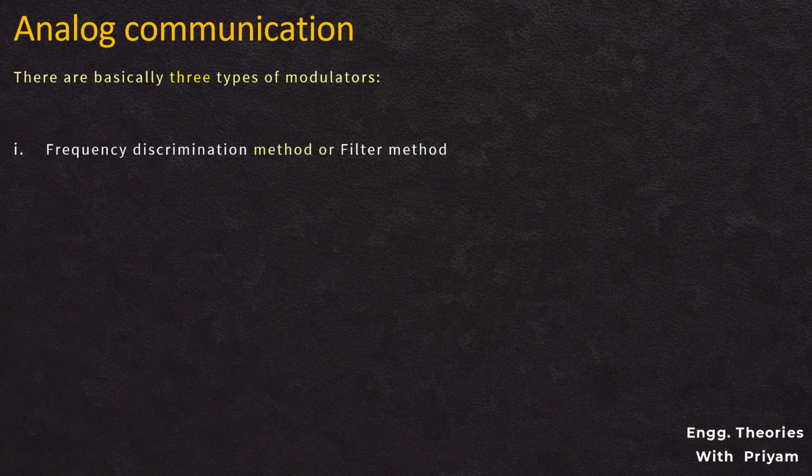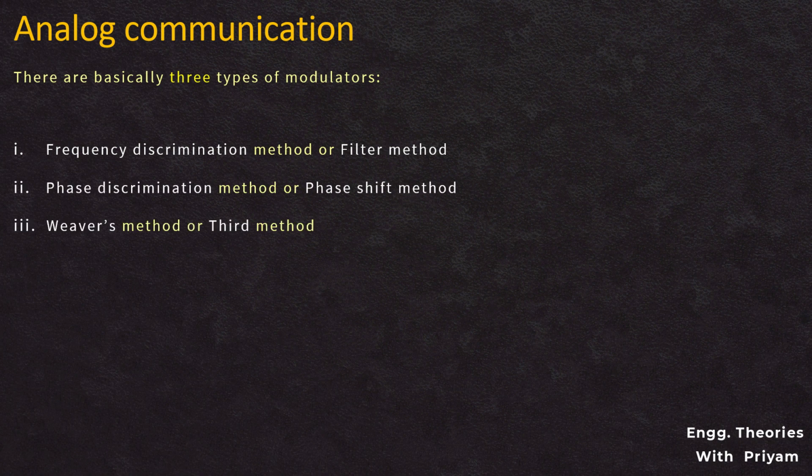In this lecture of analog communication, we are going to see the difference between frequency discrimination method and phase shift method. There are three generation techniques for the generation of the SSB-SC modulated signal. We have already seen the generation of the SSB-SC modulated signal by using frequency discrimination method, phase shift method, and Weaver's method. Weaver's method is costly and is not being used regularly compared to two other methods of SSB-SC generation.